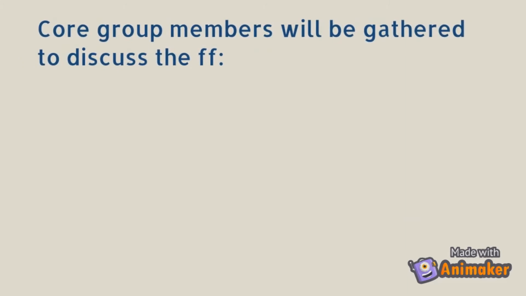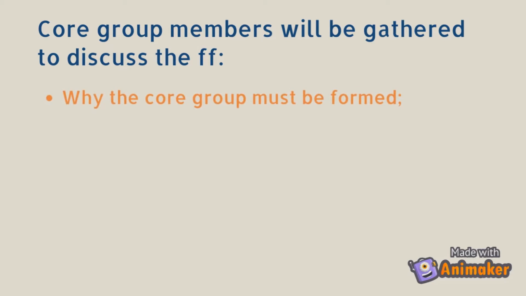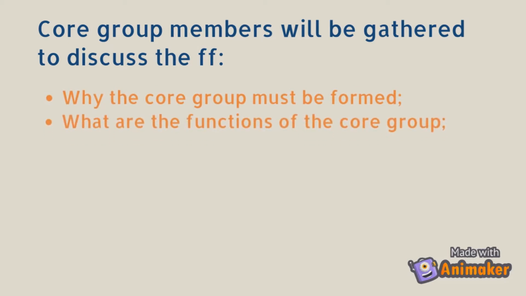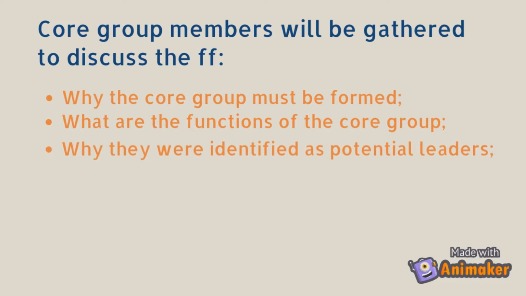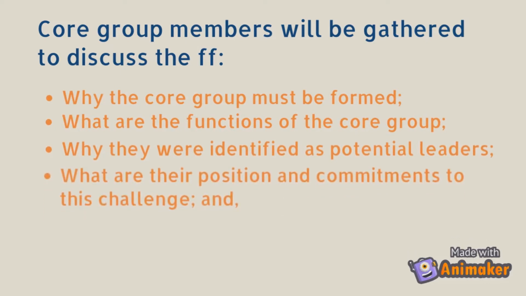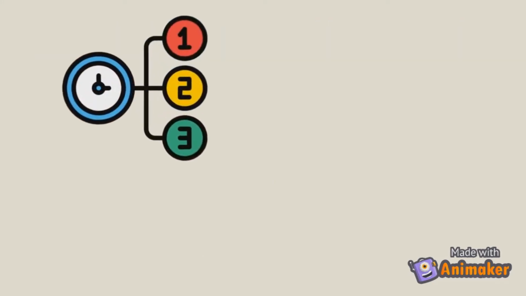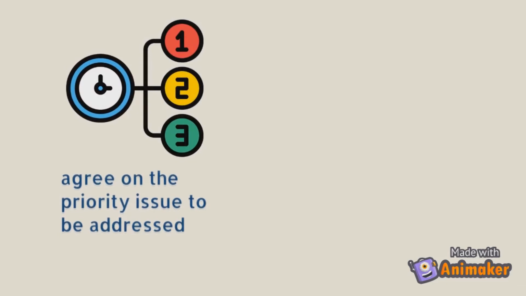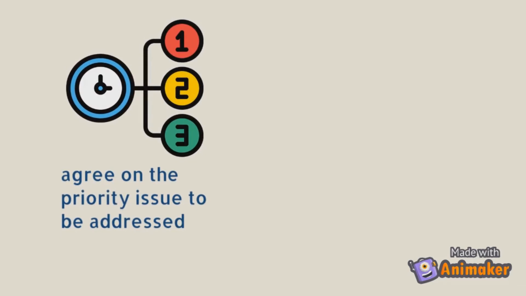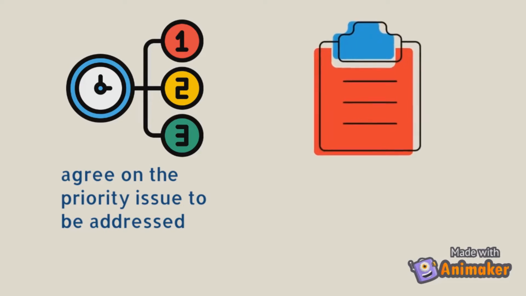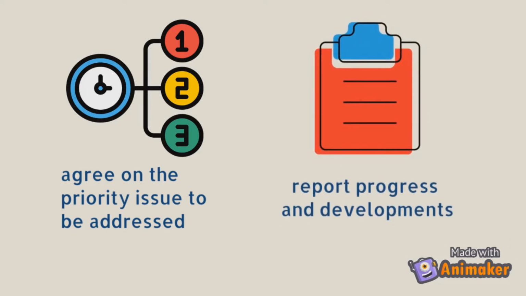The core group members will be gathered for an orientation meeting to discuss the following: why the core group must be formed, what are the functions of the core group, why they were identified as potential leaders, what are their positions and commitments to this challenge, and what are the initial plans of action and schedule of activities. At the end of this phase, the community must have agreed on the priority issue to be addressed in community development plan. The case manager or community facilitator must report progress and developments to the respective city or municipal action teams to establish possible linkage and cooperation.